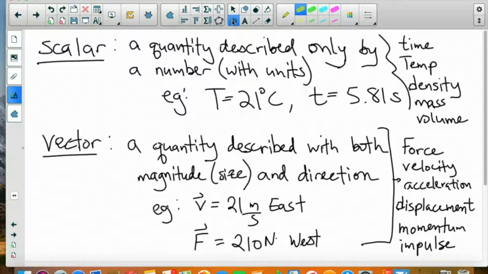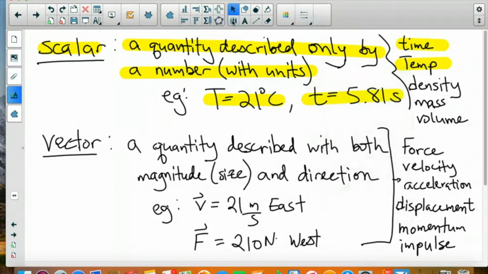So a scalar, which we're pretty used to, is any quantity that's described only by a number. And it's often described with units. It's almost always described with units because that gives meaning to the number. So we have, for example, temperature is 21 degrees Celsius, or the time was 5.81 seconds. And just some general examples of scalars would be time and temperature, which we've just seen, or things like density, mass, volume. These are all scalars.